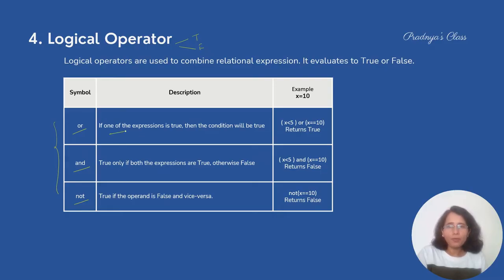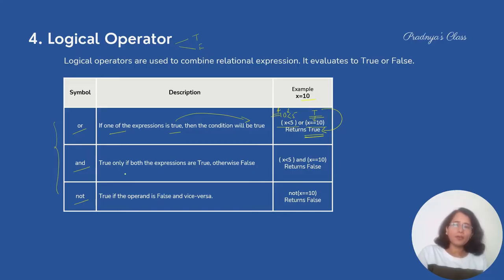So let's discuss the working of these operators in short. For OR, if any one of the expressions is true, then the answer will be true. So let's find out here. The first expression is x is less than 5. We have taken the value of x as 10. So 10 is less than 5? This is false. Let's check out the second condition. Is x equal to 10? Yes, the value of x is 10 and 10 is equal to 10. So this is true. You can see here one is false and one is true. If any one of the expressions is true, we will get the answer true. So we are getting the result as true.